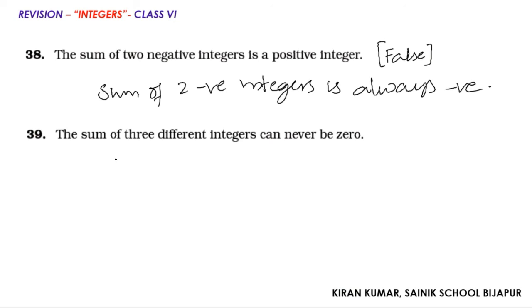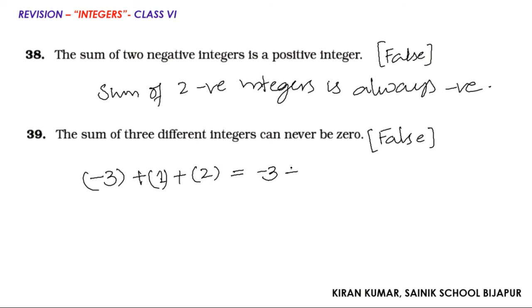Statement number 39. The sum of three different integers can never be 0. This statement is a false statement because we can give a counter example. If I consider -3 added to +1 added to +2, we get the sum as -3 plus +3. It becomes 0. So the sum of three different integers can be 0.